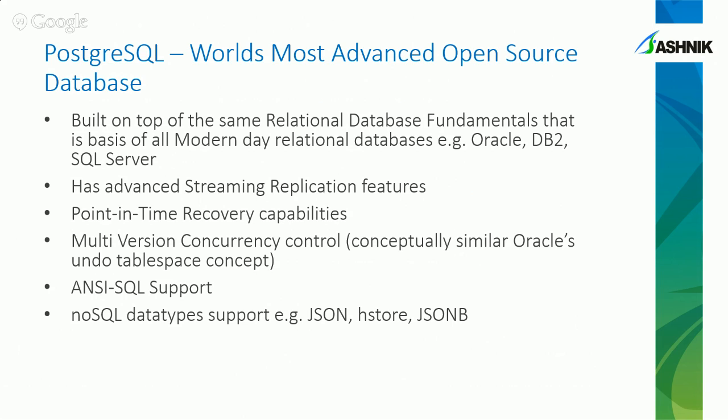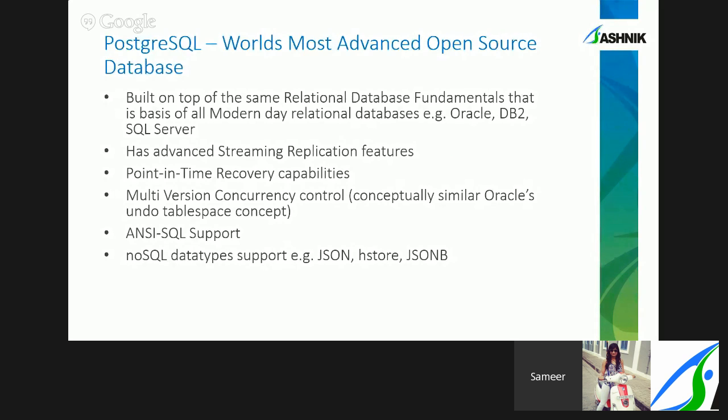There is NoSQL data type support in Postgres, which includes JSON and JSONB, which was introduced in 9.4. If you have not watched our video about JSONB, then I suggest that you go and watch the previous Hangout that we did on JSONB features in 9.4. And there is the hstore data type as well, which allows you to store data in key value pairs.